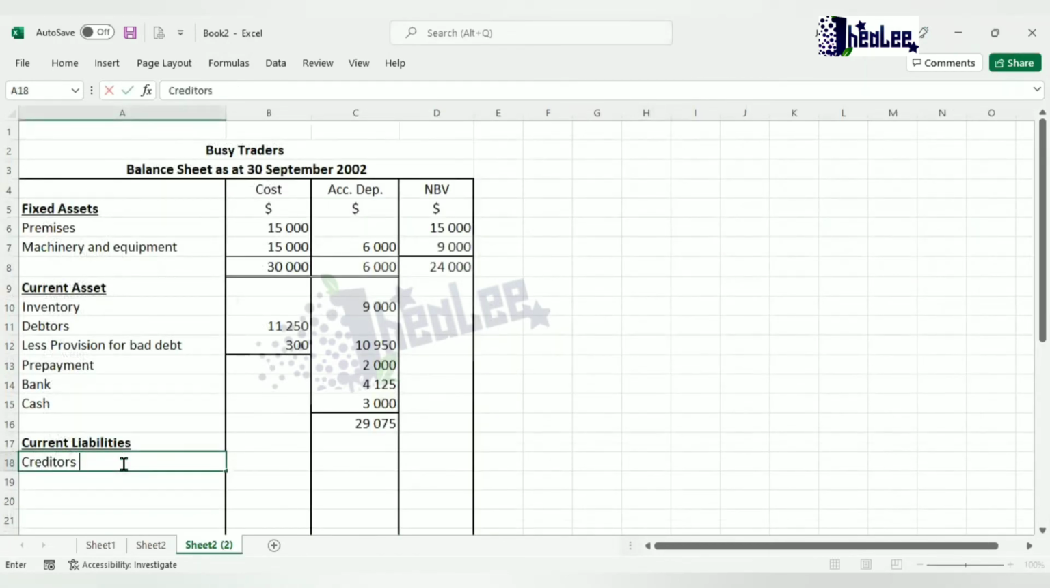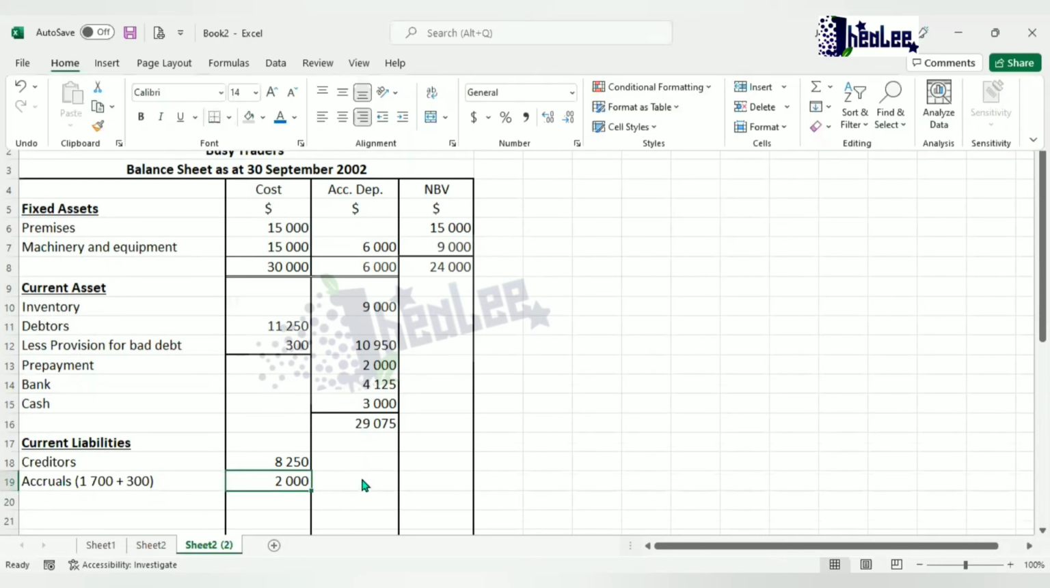Creditors, remember, that is also known as your trade payables. And because we need to calculate the total current liability to be used in the middle column, we're going to do our calculation in the first column. So that is $8,250 for creditors. Our accruals, the value, let's calculate that, 1,700 plus the 300. The 1,700 relates to the wages and salaries, and the 300 relates to the insurance that was accrued. So that gives us a total of $2,000 for the accruals.